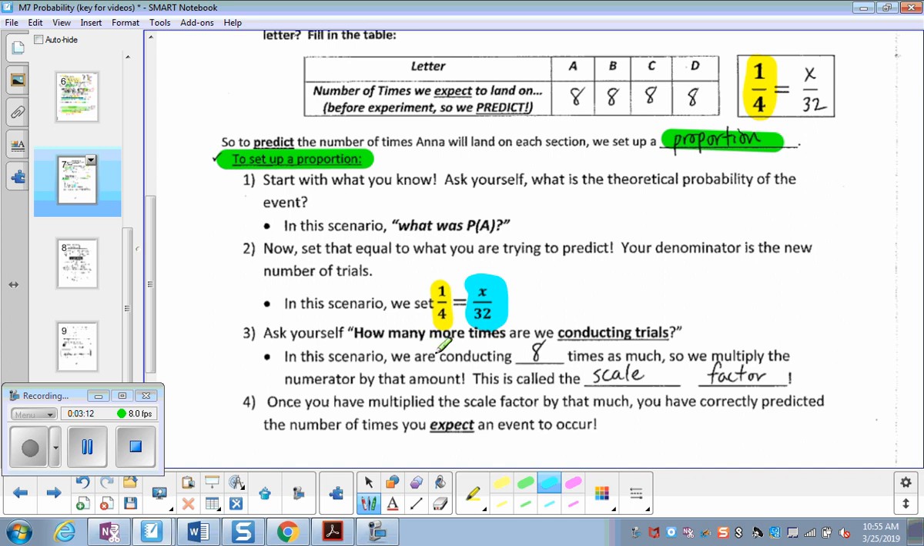In this scenario, since we are conducting 8 times as much, we multiplied the numerator by 8, and that is called the scale factor. So 4 times 8, 1 times 8, we have a scale factor of 8. Once we have multiplied by that scale factor, we have correctly predicted the number of times we expect the event to occur. So this is all theoretical. All right, now let's flip over.